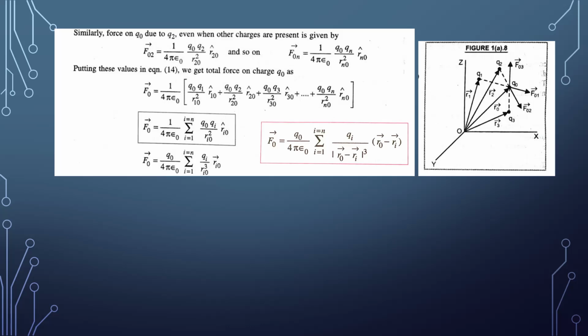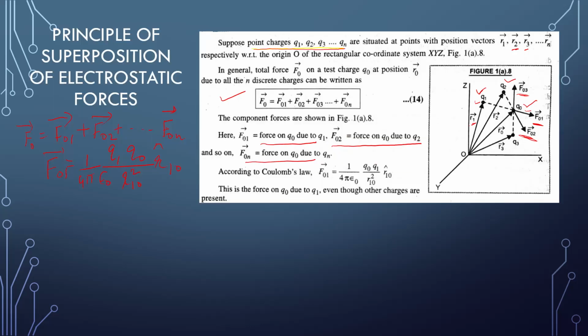So we continue from here, we move further. Similarly, the force on Q0 due to Q2, even when other charges are present, is given by F02 vector equal to 1 upon 4 pi epsilon naught, Q0 Q2 upon R20 square into R20 cap, and so on. And similarly, F0n vector will be 1 upon 4 pi epsilon naught, Q0 Qn upon Rn0 square into Rn0 cap.